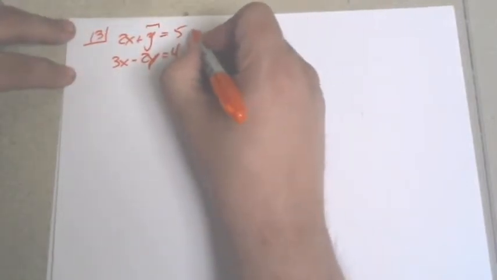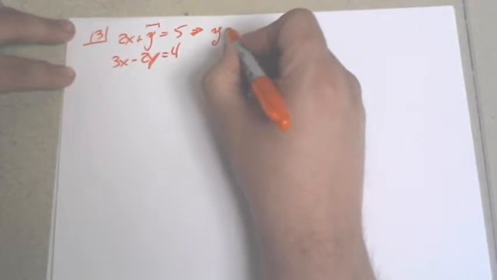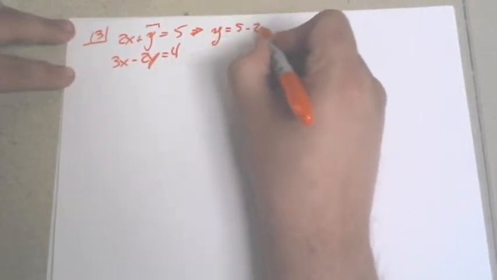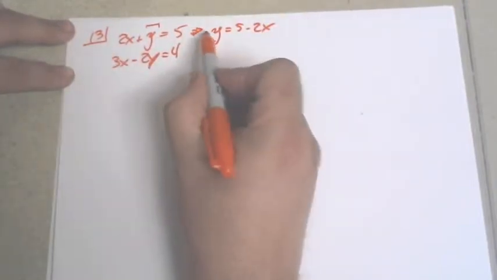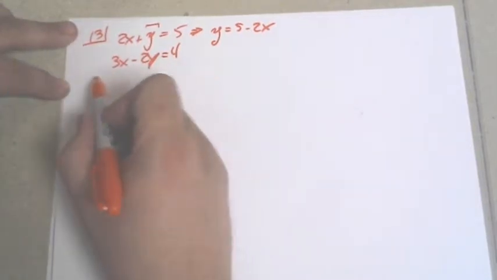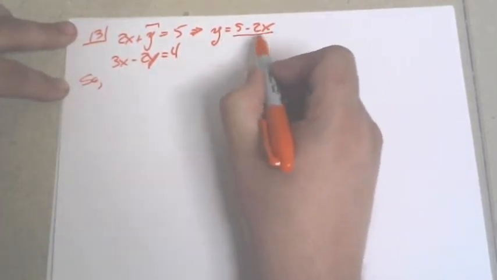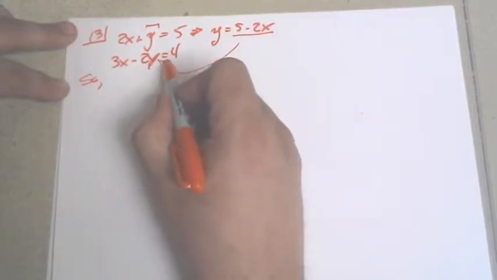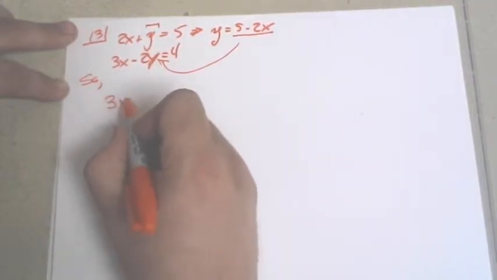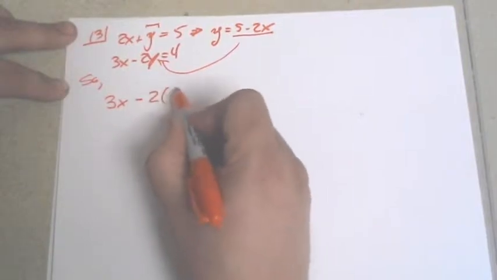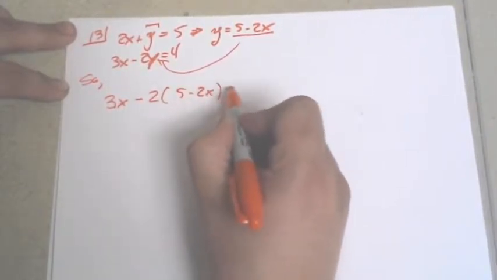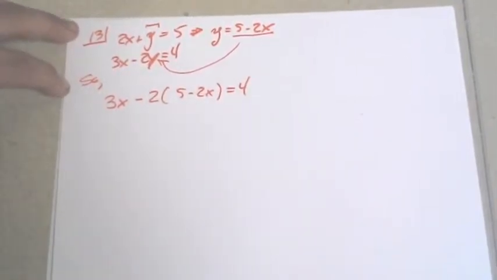So this turns into y equals 5 minus 2x when we subtract the 2x from both sides. So we take that 5 minus 2x, that's what y equals, so we're going to plug it in for y. So 3x minus 2 times 5 minus 2x is supposed to equal 4.